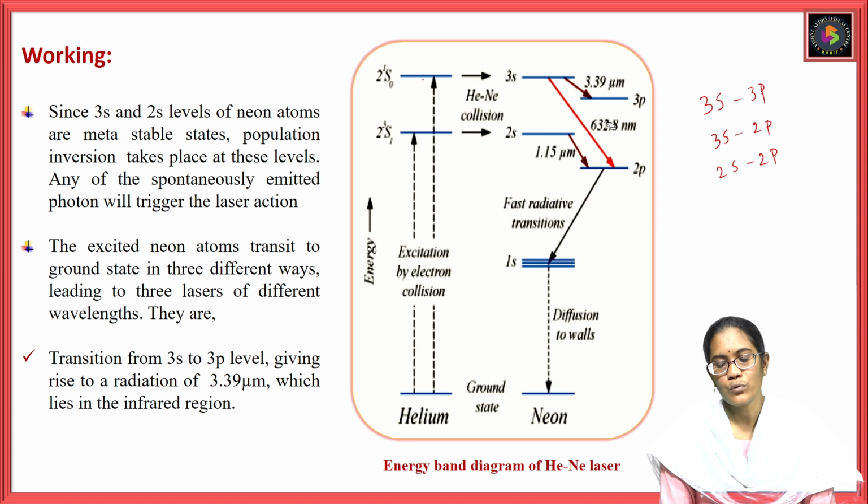So how do we remove the minor wavelengths and consider only the major wavelength, which falls under the visible region?